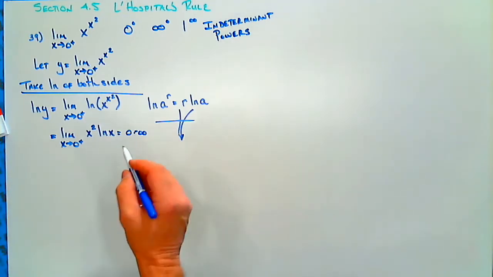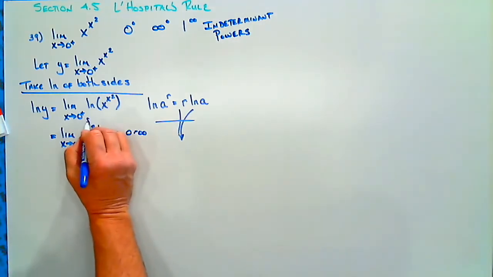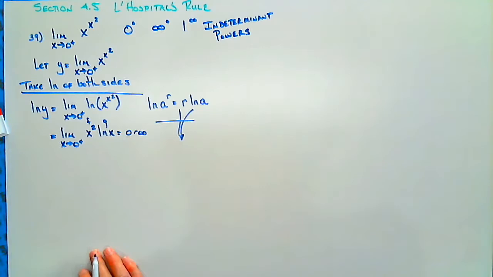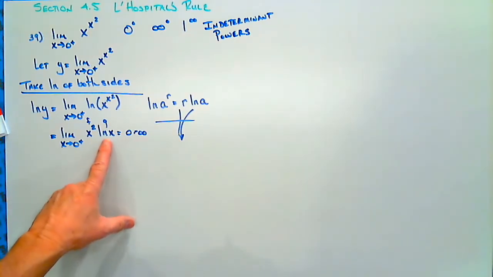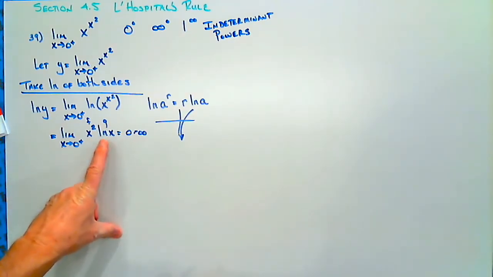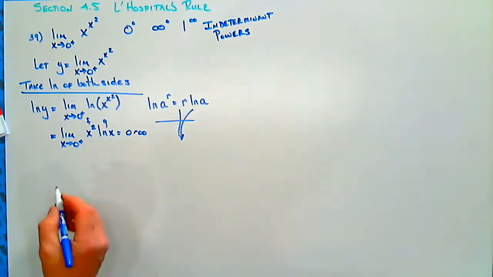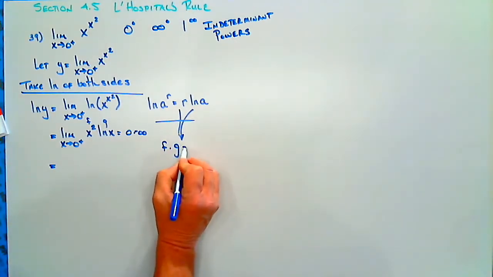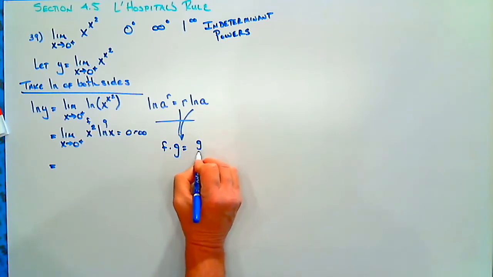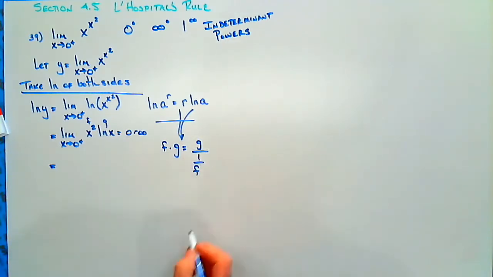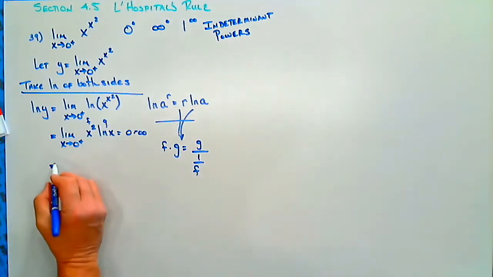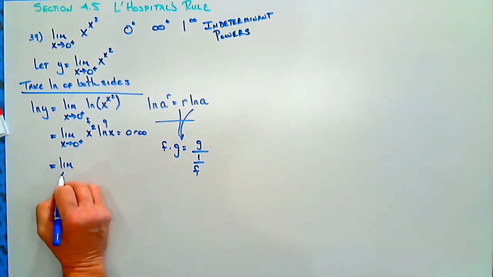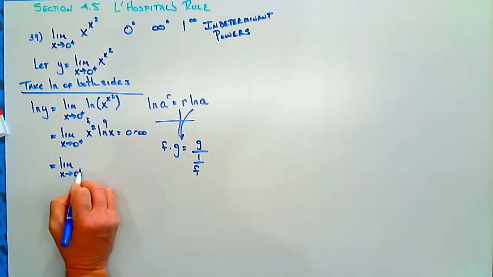And we know what to do with that. We call this function f, we call this function g, and we did a small conversation right here. I wrote it in green. I pointed out we never write the natural log as the reciprocal function. So we're going to rewrite this using our f times g equals g divided by 1 over f algebra approach. And we're going to rewrite this as the limit as x approaches 0 from above.